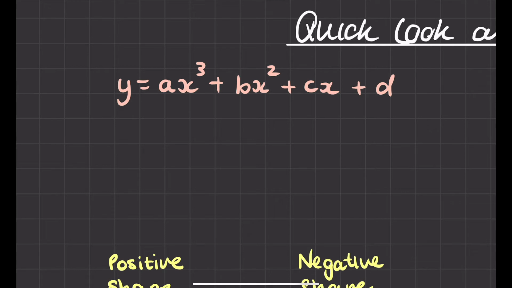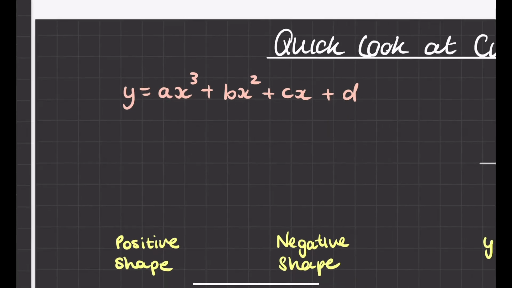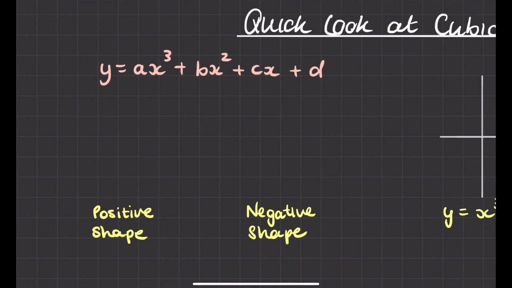Lovely. Now, if that first term, that coefficient, that number in front of the x cubed, is positive, we will have a positive shape for our cubic. And a positive shape for a cubic looks a little bit like this. If that a value was negative, then I would have a negative shape, and so my shape would look like this instead. I've exaggerated the curves there.